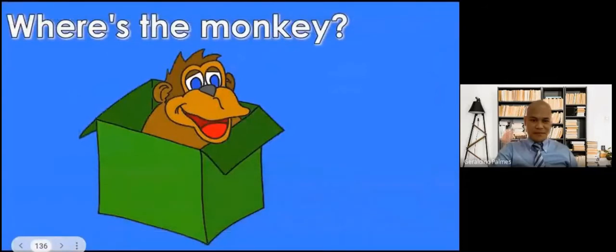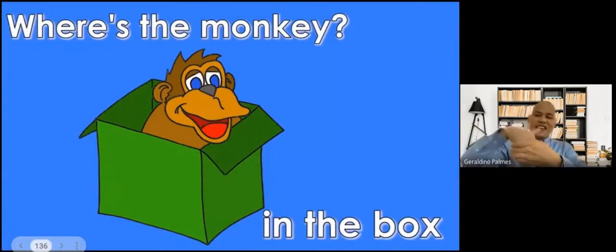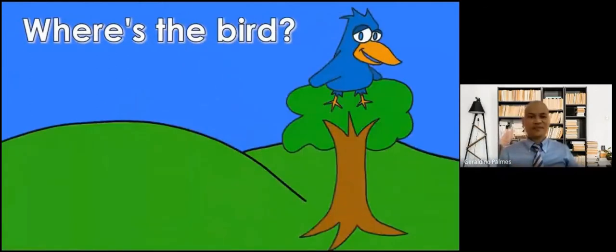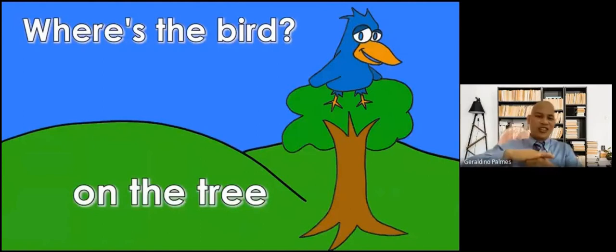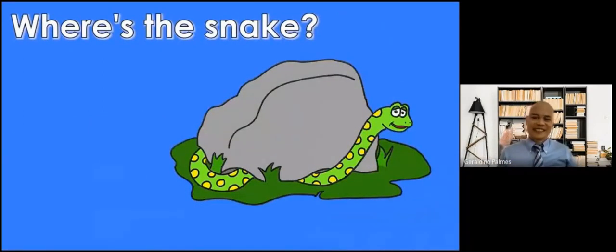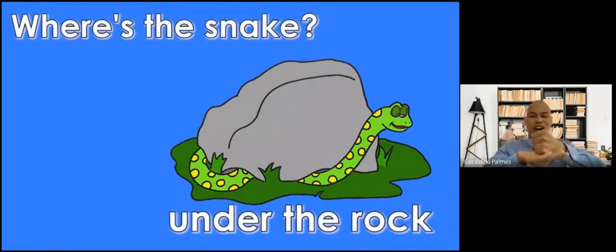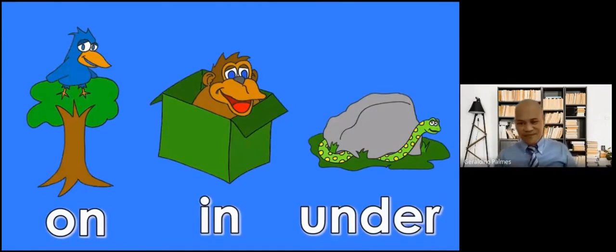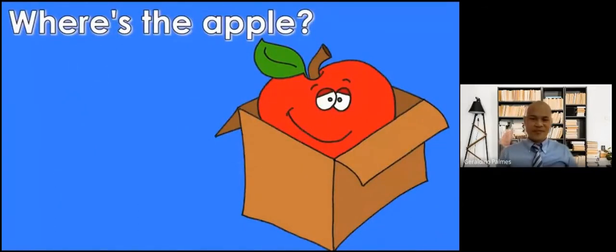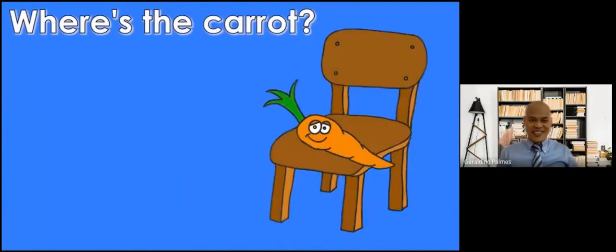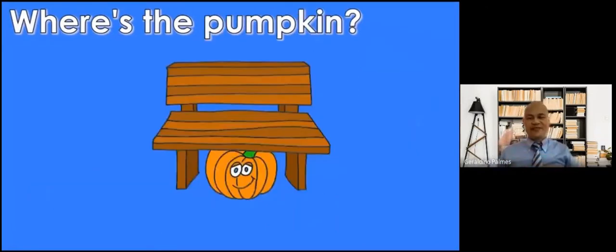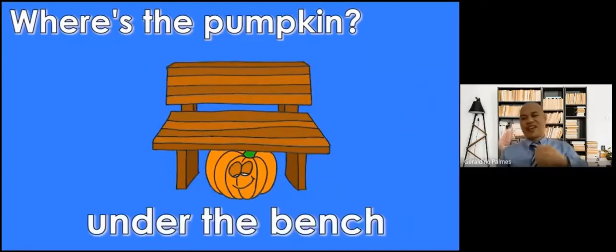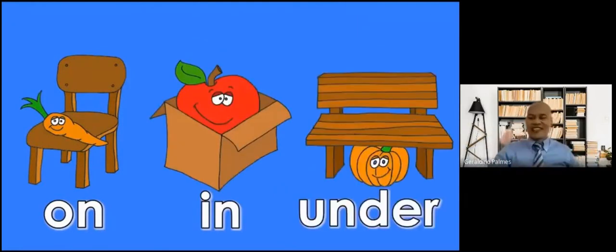Where's the monkey? Where is it? In the box. In the box. Where's the bird? Where is it? On the tree. On the tree. Where's the snake? Where is it? Under the rock. Under the rock. On. In. Under. Where's the apple? Where is it? In the box. In the box. Where's the carrot? Where is it? On the chair. On the chair. Where's the pumpkin? Where is it? Under the bench. Under the bench. On. In. Under.